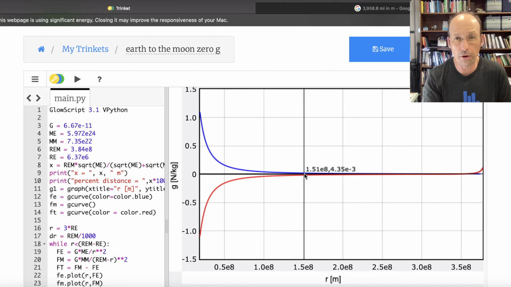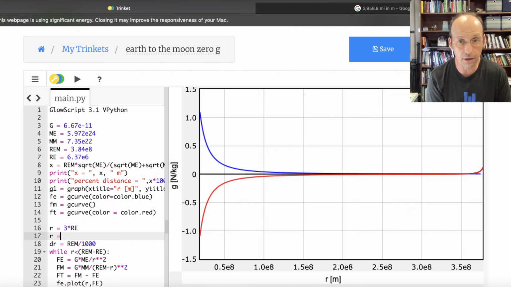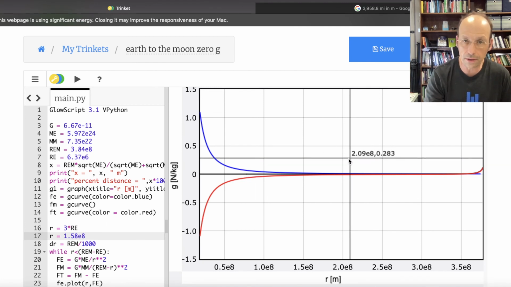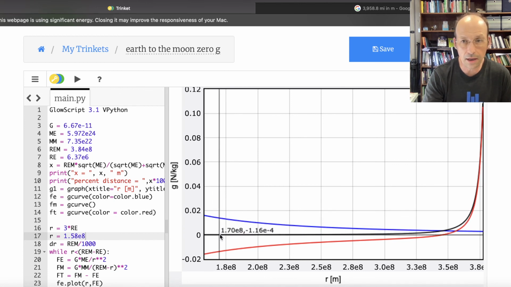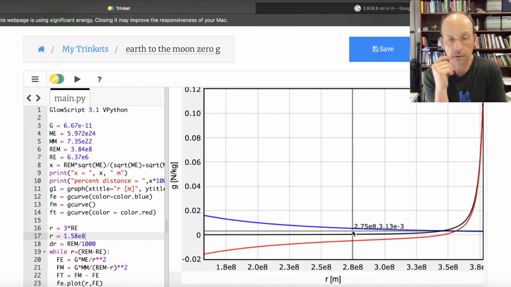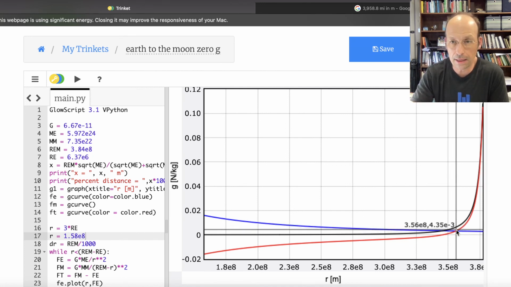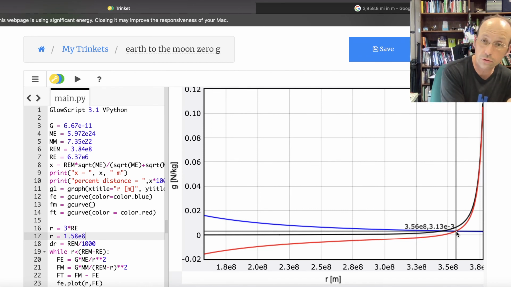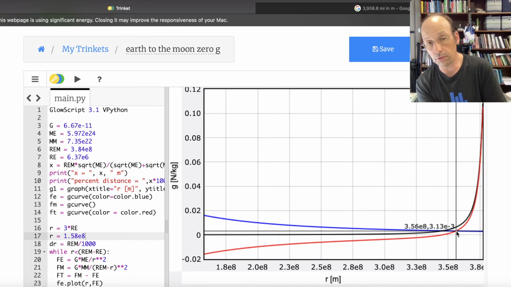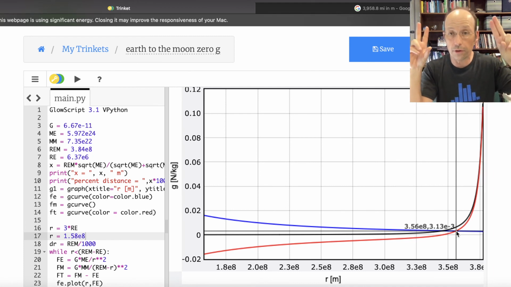That's an x value of 1.58 times 10 to the 8th. So I'm just going to change this and say r equals 1.58 times 10 to the 8th. And let's just rerun it. So I'm starting over here, a better part of the way. There, and now we can see, here's the total, the red one. Right there is where it crosses from being more gravitational from the Earth to more gravitational to the Moon. That's where, in Jules Verne's world, it would be weightless.